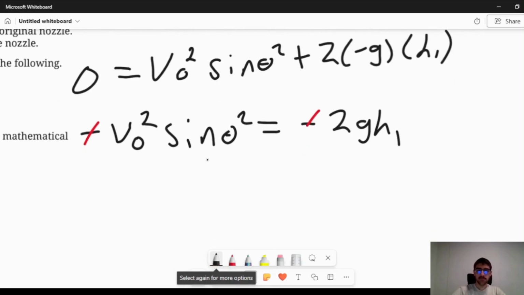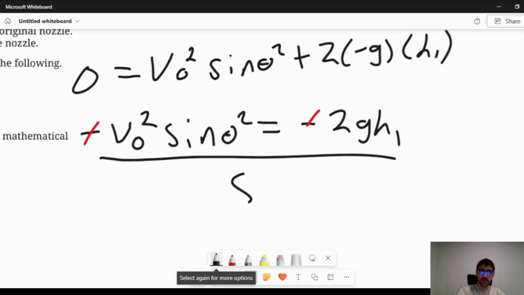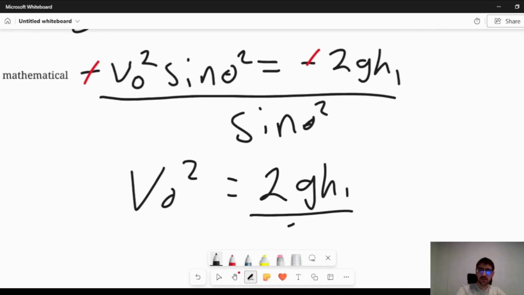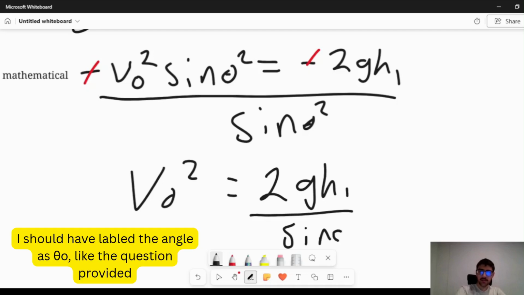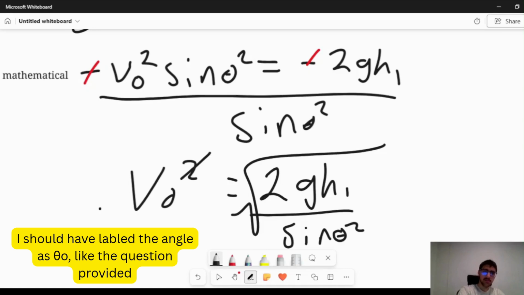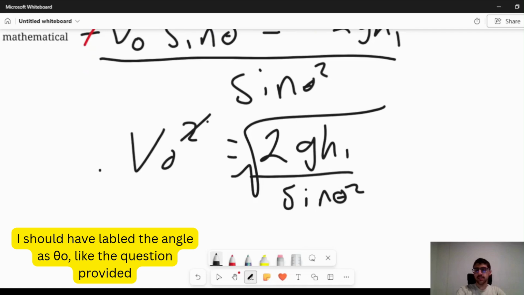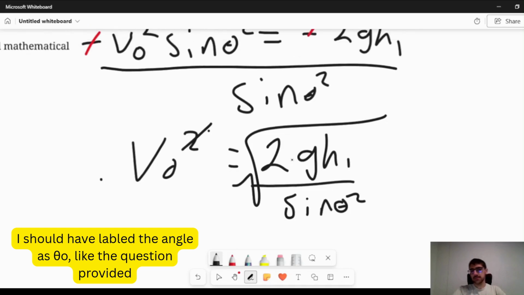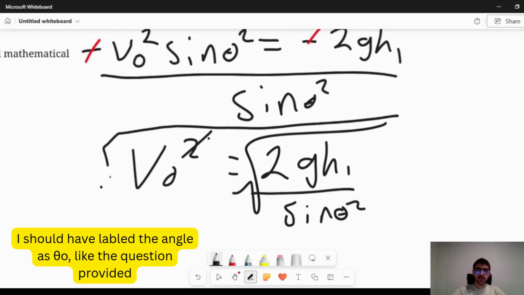So I'm going to start by dividing both sides by sine theta squared. So I'm left with v0 squared is equal to 2g h1 over sine theta squared. And the last step is just taking the square root of both sides, which would eliminate this. And then we get v0 is equal to the square root of 2g times h1, all divided by sine theta squared. So that is how you do this part.